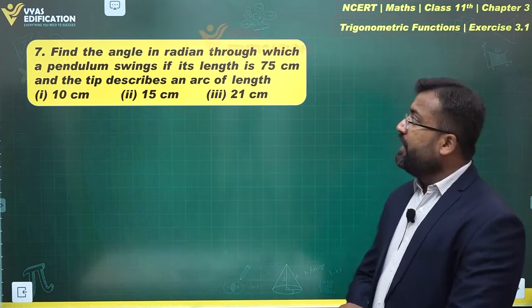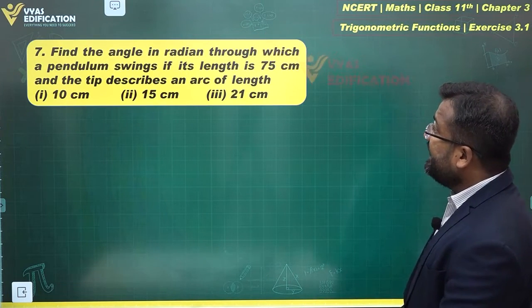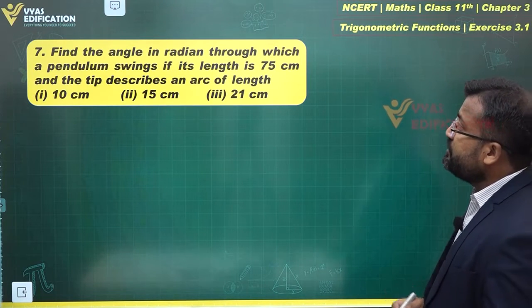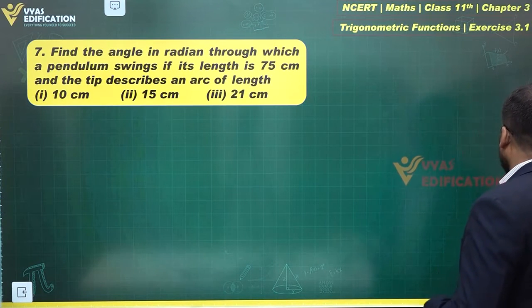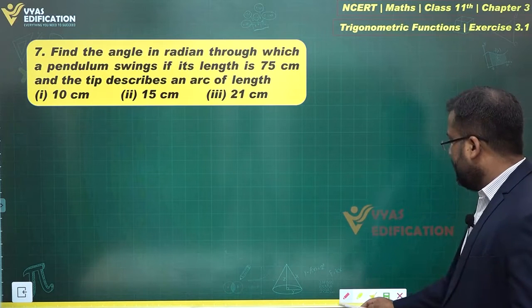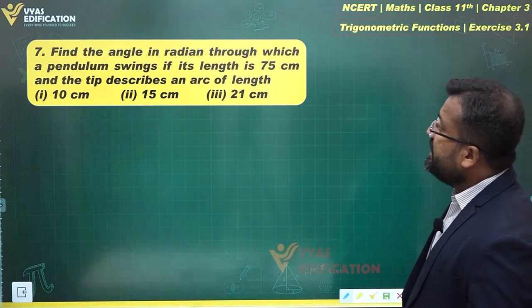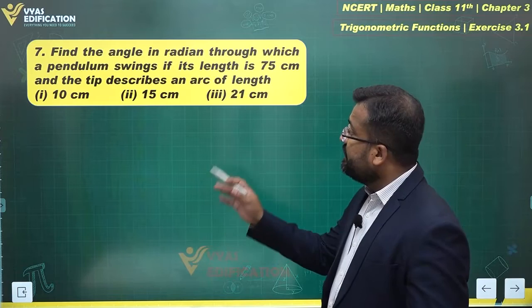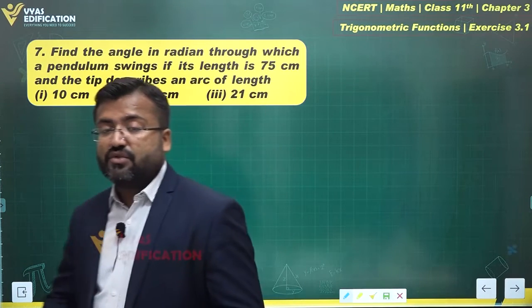Let's solve this question over here. Find the angle in radian through which a pendulum swings if its length is 75 centimeter and its tip describes an arc of length 10 centimeter, 15 centimeter, or 21 centimeter. That's the question in front of you.